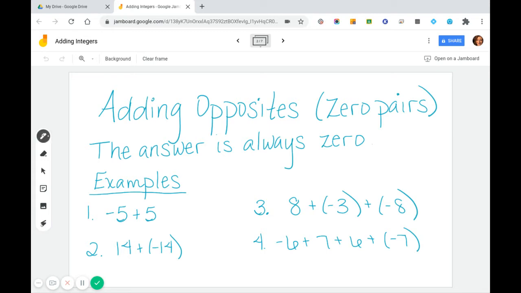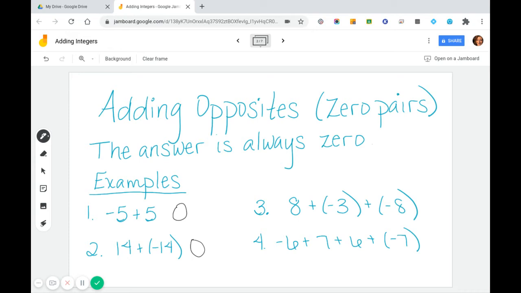So on number one, the negative means I owe. I need to pay $5. I have exactly $5. They cancel. I break even. I get zero. Number two, 14 and negative 14, break even and get zero.